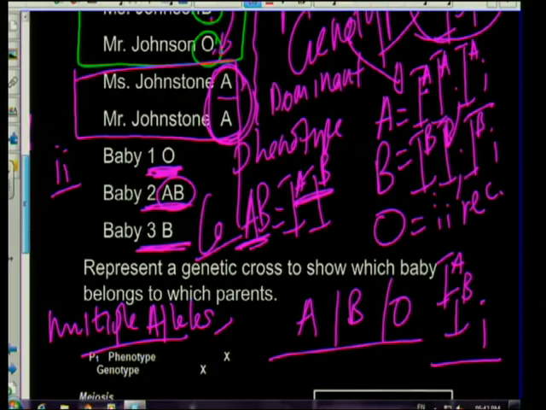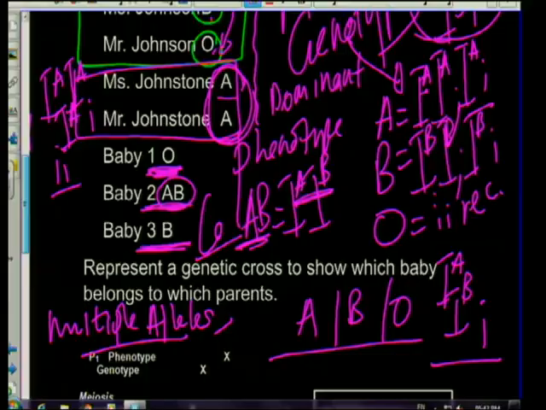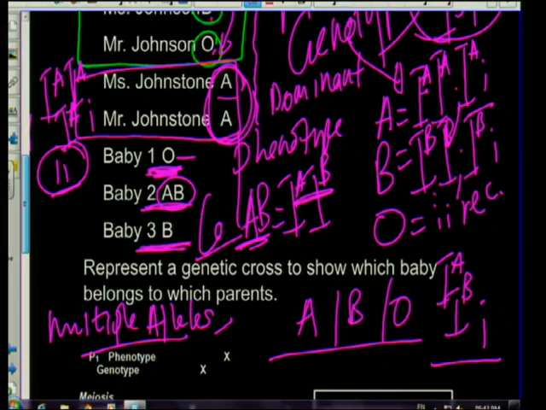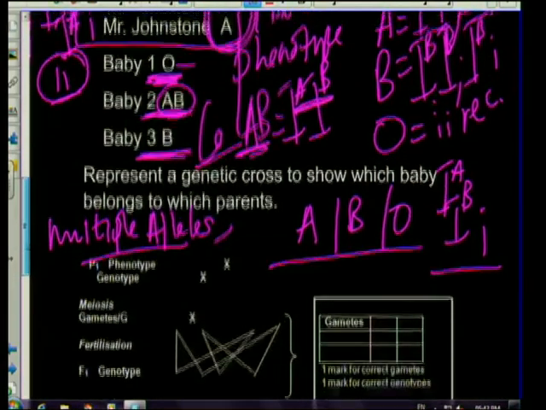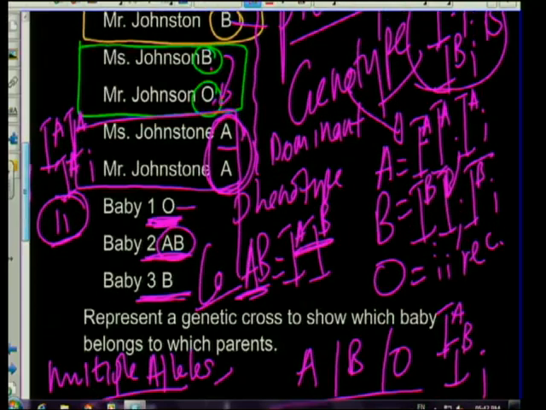Here we're talking about these guys first. They can either be IAIA or IAi. So what are the possible babies that can come out of that? If they're both homozygous, they can only have blood group A. If even only one of them is homozygous, they can still only have blood group A children. But if both are heterozygous, there's a 25% chance that they can have a baby that is O. So, like I told you, blood group O can go to anybody. But these parents cannot have AB because there's no chance.